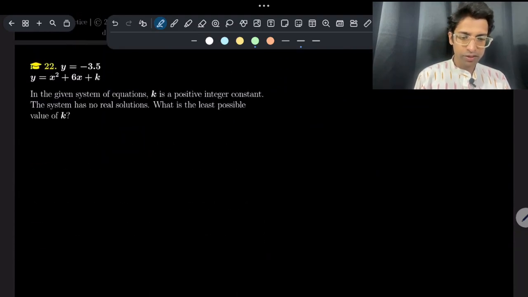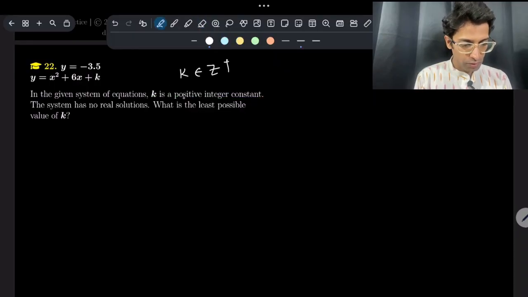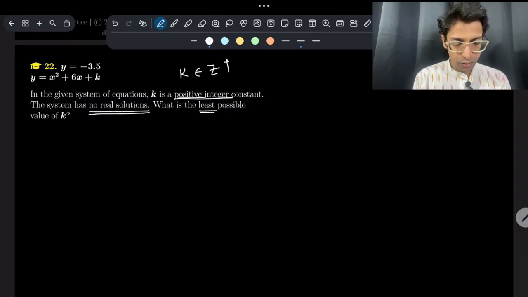y equal to minus 3.5 and y equal to x square plus 6x plus k. In the given system of equations, k is a positive integer. K belongs to positive integers. The system has no real solutions. What is the least possible value of k?